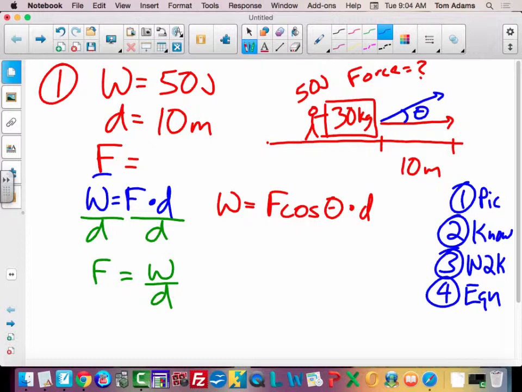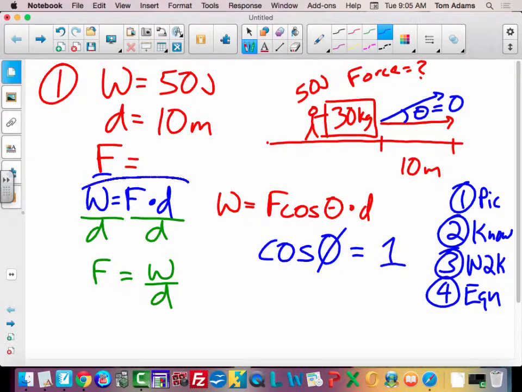But we're assuming that this guy didn't pull or push at an angle, so we could say that the angle theta is equal to 0. By the way, what's cosine of 0? Do it in your calculator real quick. 1. It's 1. So we end up with this formula anyways, if we make that assumption. Why did I show you that? We don't need it for problem number 1, but for some of the other ones, they'll give you an angle for theta, and we go from there, okay?